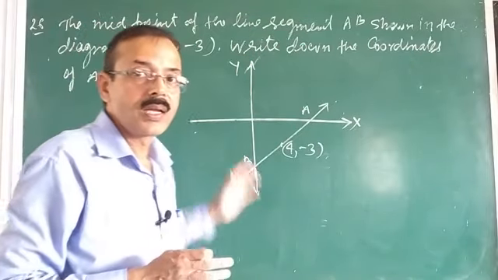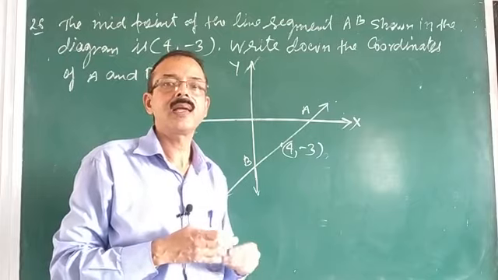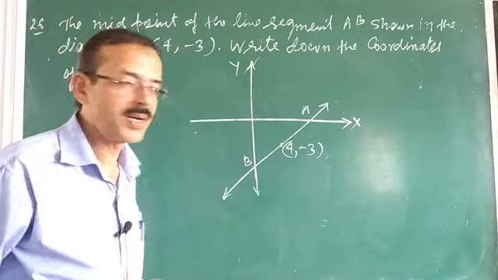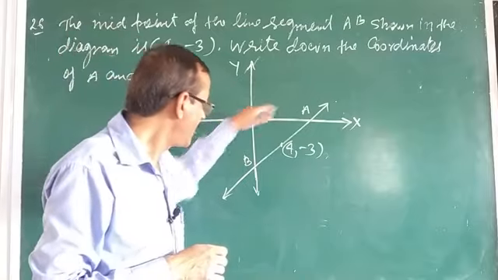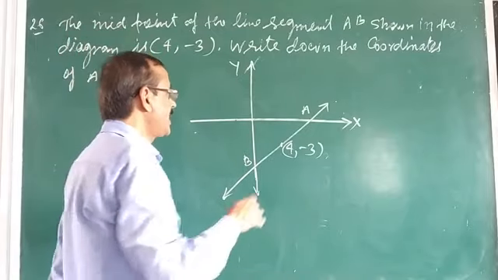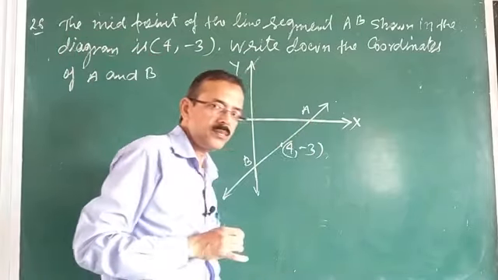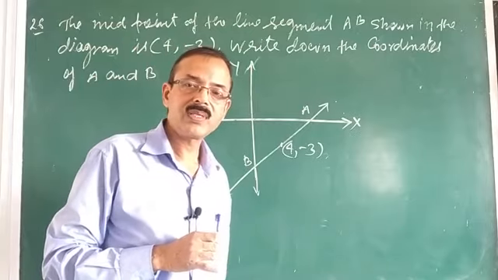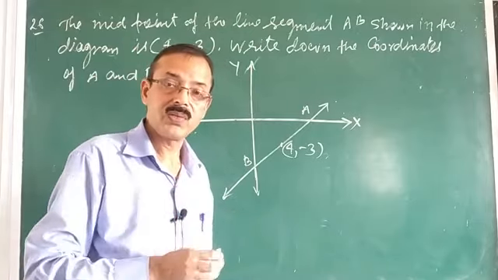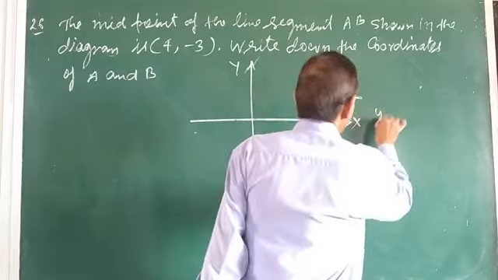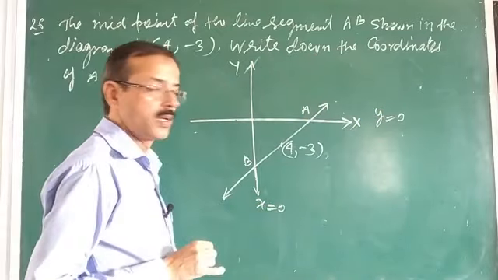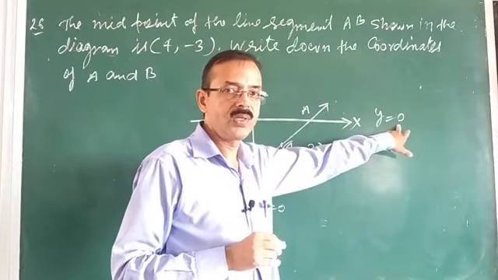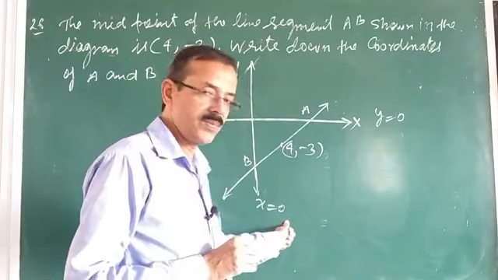What do we have to write? Only the coordinates. Of whom? Of A and B. We have to write only the coordinates of A and B. So because this is on the x-axis, which value will be 0 on the x-axis? The y value will be 0, and here the x value will be 0. For the x-axis the y value will be 0, and for the y-axis the x value will be 0.